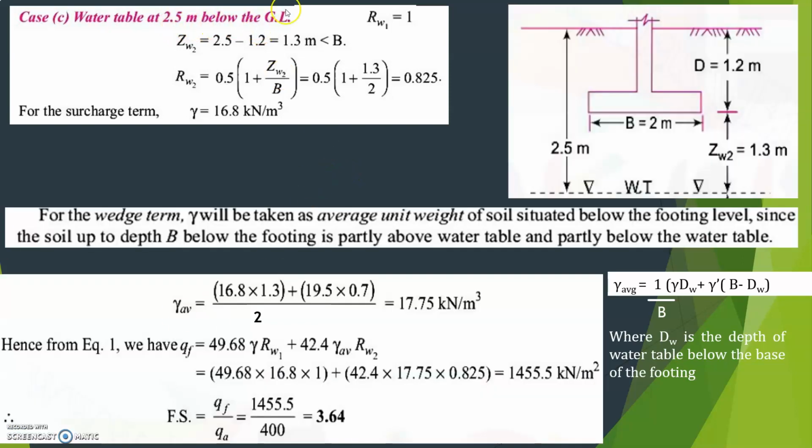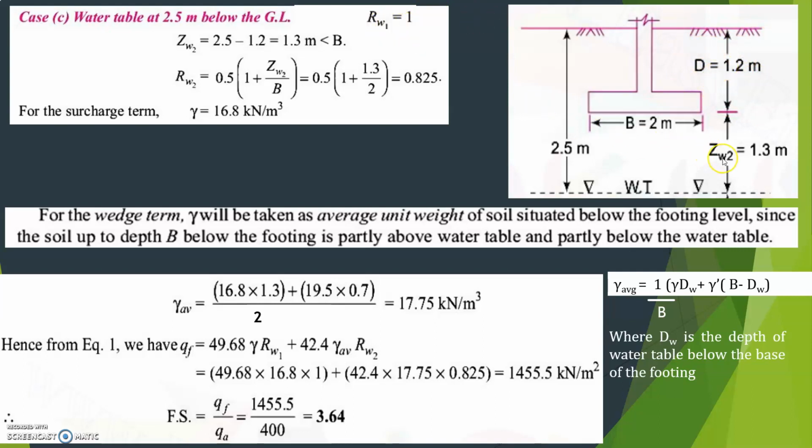Okay, so this is the condition. Now the water table is at a distance of 2.5 meter below the ground level. 1.2 meter is the depth of the foundation. So 2.5 minus 1.2, this is 1.3 meter. Till here that is ZW1, and this is below the base of the foundation, ZW2. So now ZW2 is equal to 1.3. There is no effect of the water table in this portion, so we can consider RW1 is equal to 1.